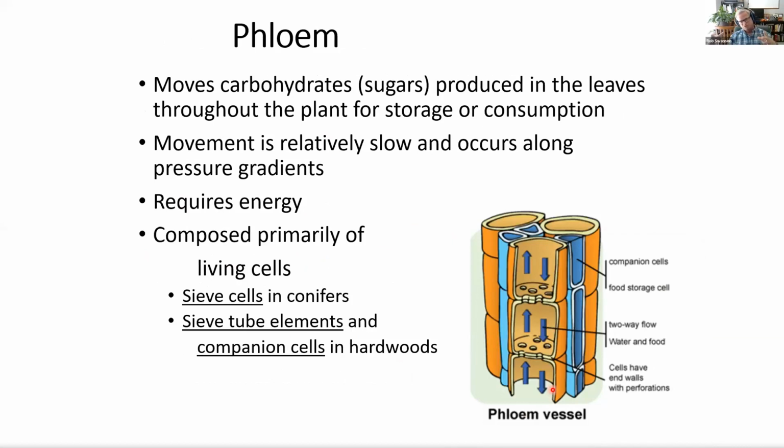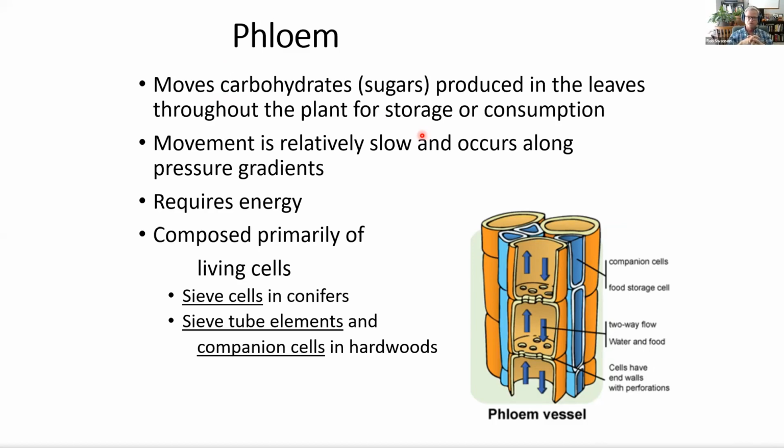So let's switch now from the xylem tissue, which is produced to the inside of the trunk, to phloem, which is produced towards the bark side of the cambium layers. So what does phloem do? Phloem moves the carbohydrates produced in the leaves throughout the plant for storage or consumption. So phloem is going to take everything that's produced out here in the canopy, and it's going to move it inward and downward until that energy is consumed or excess is stored.